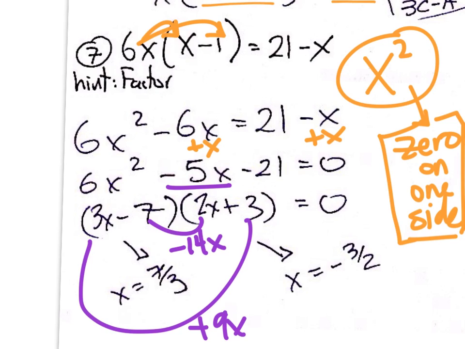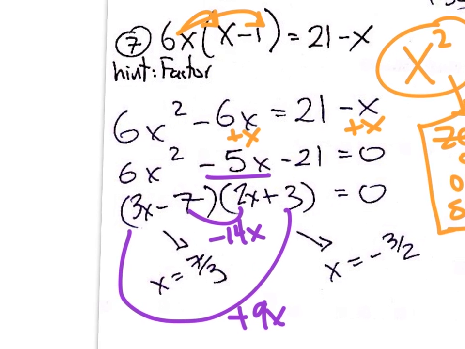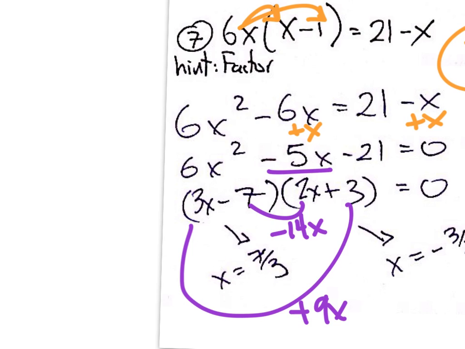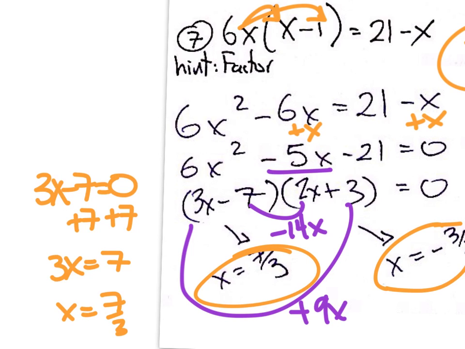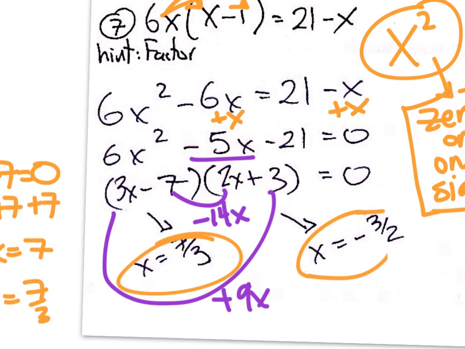Okay, so from this we get 2 answers. 3x minus 7, we end up with this. And let me just review where that came from. What it means is 3x minus 7 is equal to 0, so we add 7 to both sides, and 3x equals 7, in which case x equals 7/3. So that's how we ended up with this. And similarly, we ended up with a negative 3/2 for the other possible answer here.